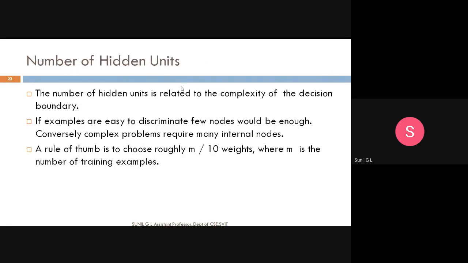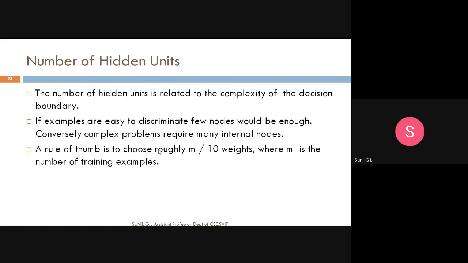The number of hidden units may vary. You may take one hidden layer or ten hidden layers, based on the result. The number of hidden units is related to the complexity of the decision boundary. If examples are easy to discriminate, a few nodes would be enough. Conversely, complex problems require many inner layers. So it depends on your problem. If the problem is more complicated, increase the hidden layers; if it is simpler, you can use one or two hidden layers.